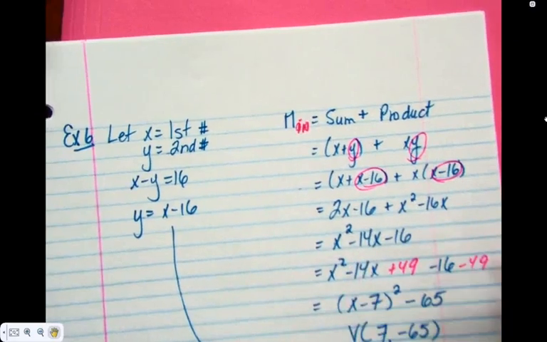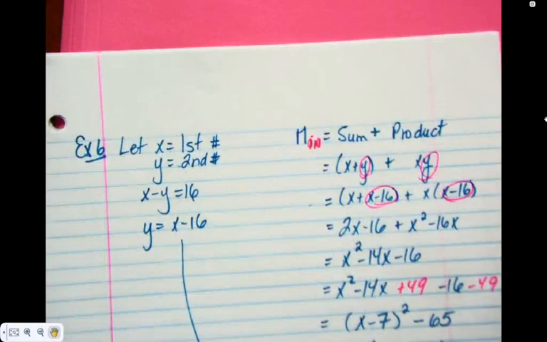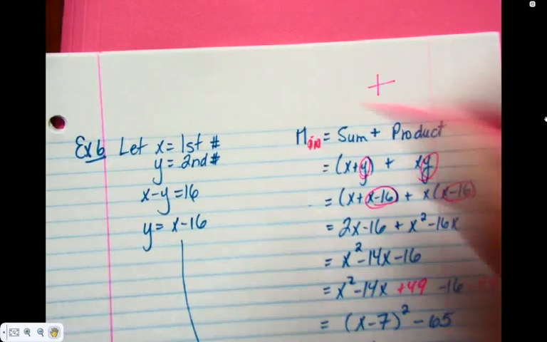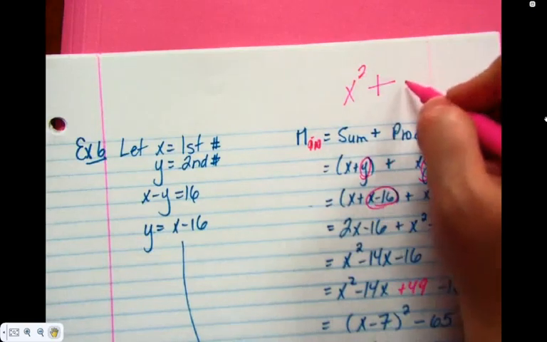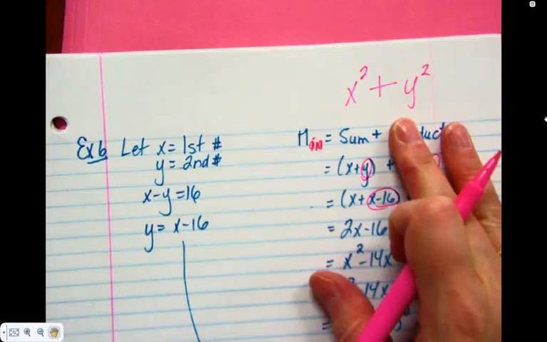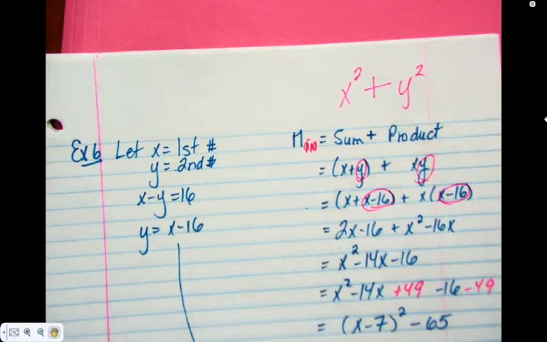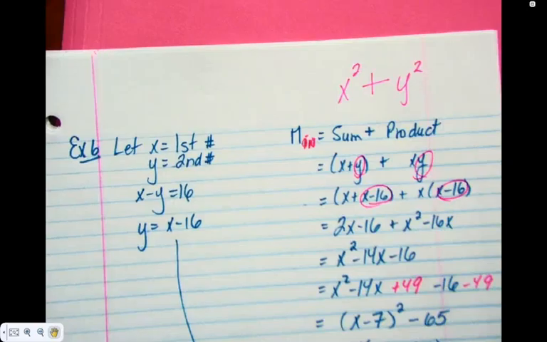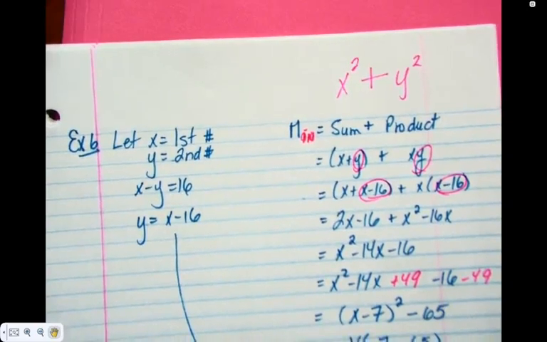What does sum of squares mean? Well, what does sum mean? Adding. What does it mean to square something? So you would have x squared plus y squared. You might just want to jot that down. That's the sum of their squares. Just a little homework heads up there.